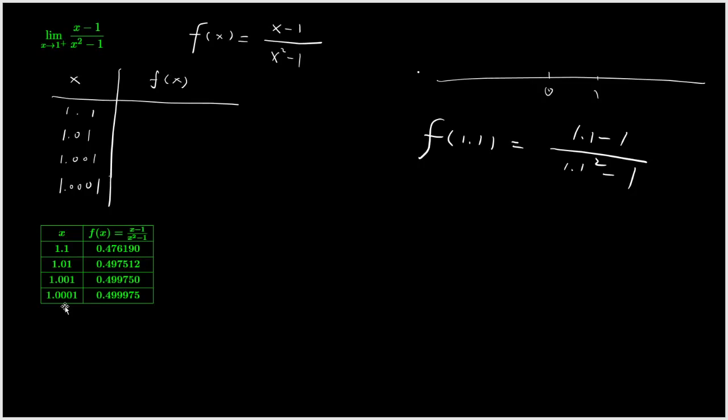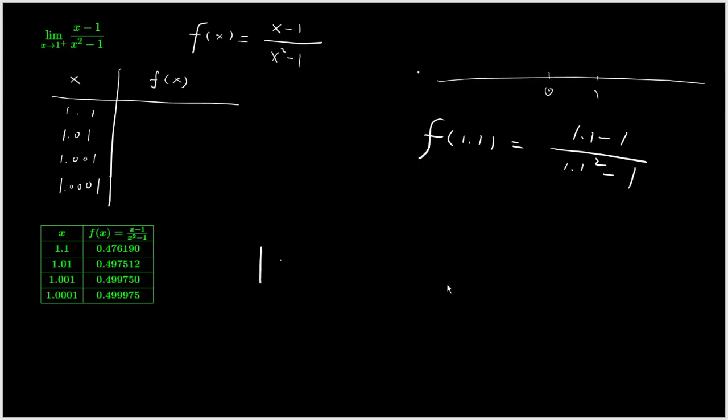0.5 is right. Do you see 0.5? The numbers in the column on the right, in the second column, are getting closer and closer to 0.5. That number is the limit.